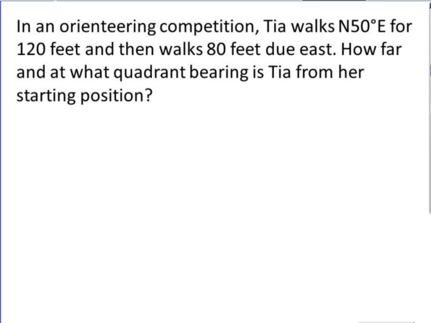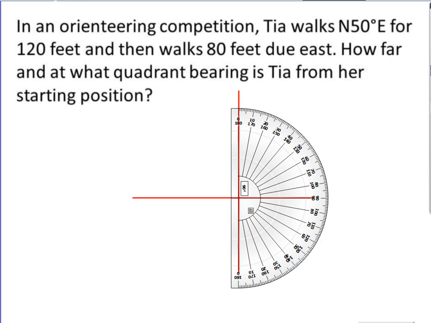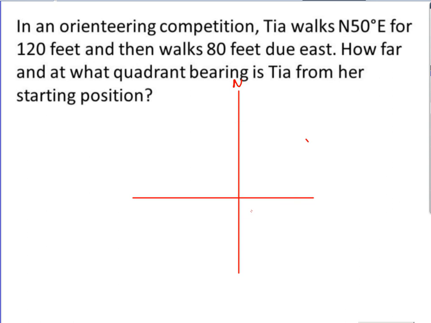In an orienteering competition, Tia walks north 50 degrees east for 120 feet and then walks 80 feet due east. How far and at what quadrant bearing is Tia from her starting position? So we're going to start by drawing our coordinate plane first. Now we know she's going 50 degrees east of north. So if we start at north and we go 50 degrees towards the east and we put our little mark, that marks where she's headed.